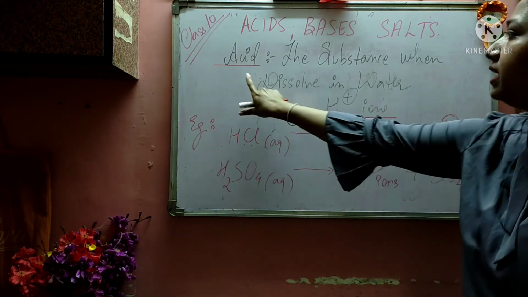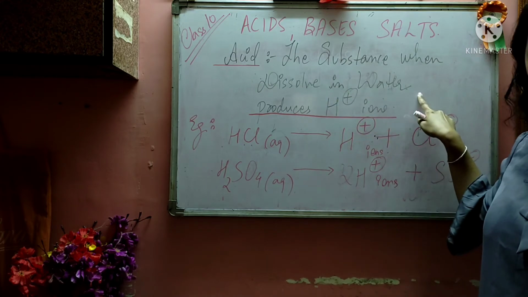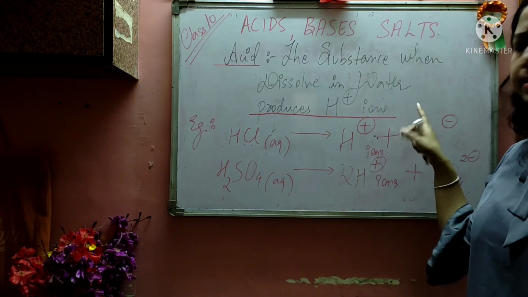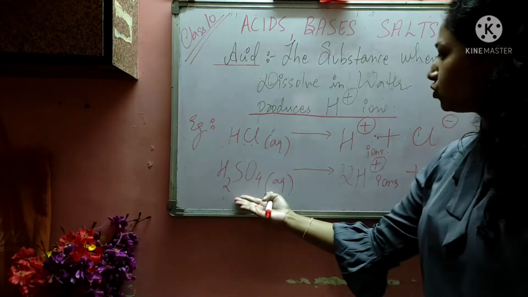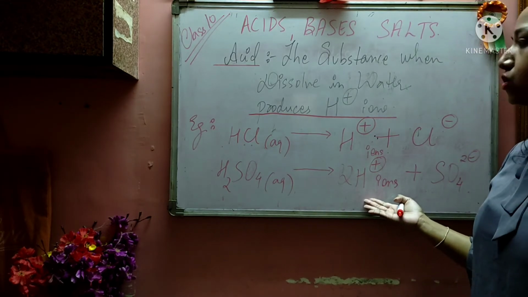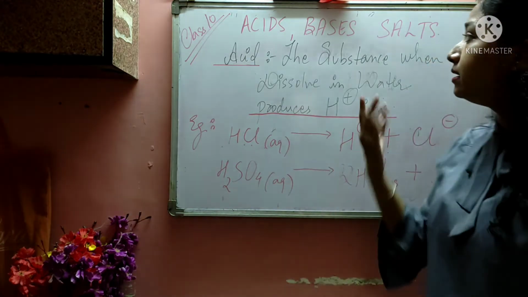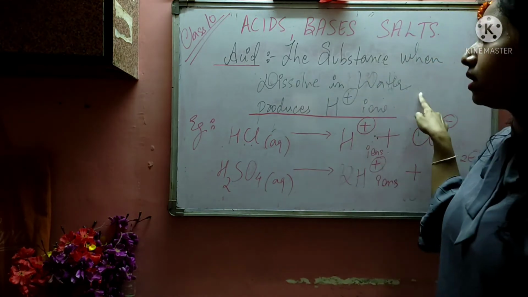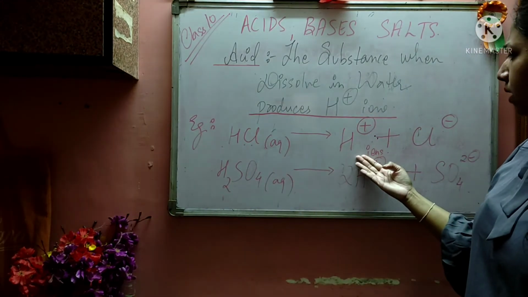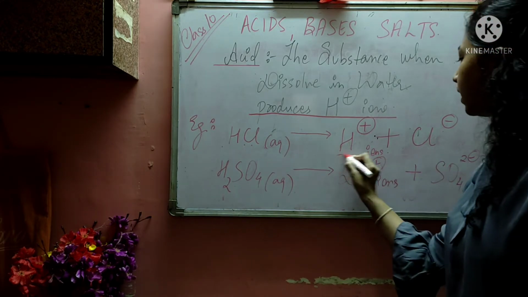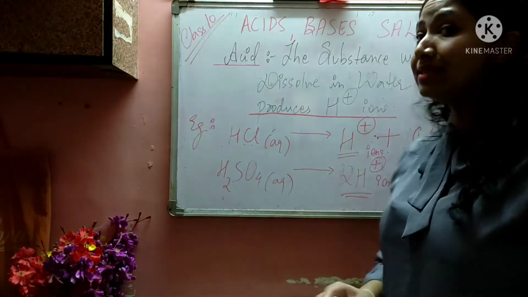So see what is an acid. We just saw the definition. Acid is the substance which, when dissolved in water, produces H plus ions. Let's see whether HCl is producing H plus ions. Yes, it is producing. H2SO4, is it producing? Yes, it is producing. So that means this is an acid. What is an acid? The substance which, when dissolved in water, produces H plus ions. Hence it is an example of an acid.